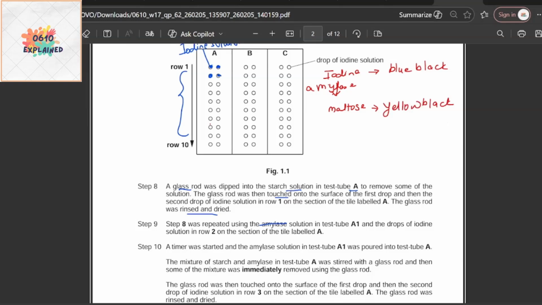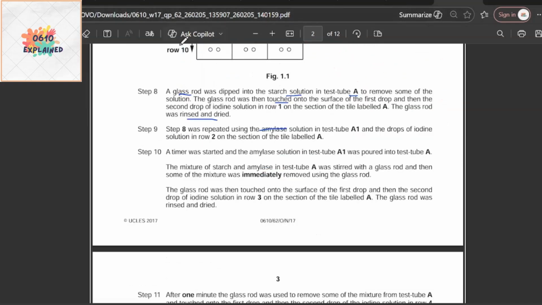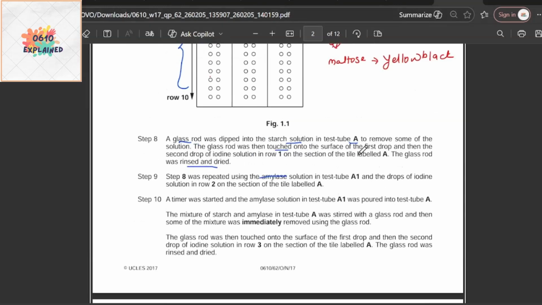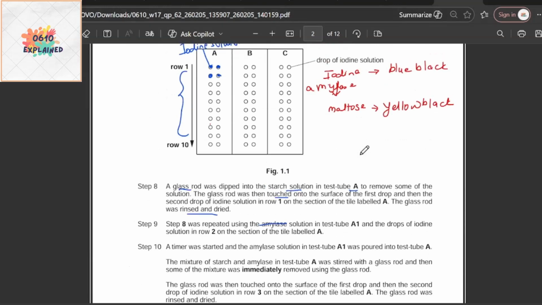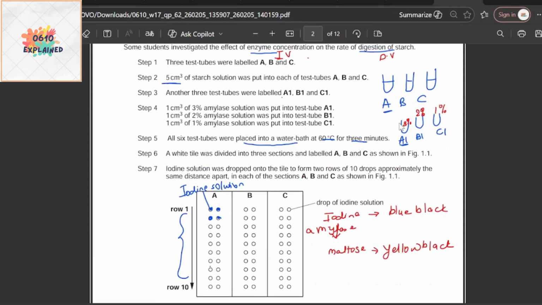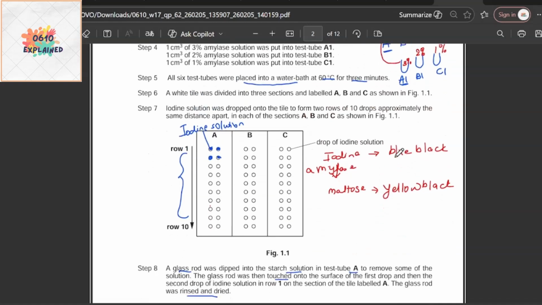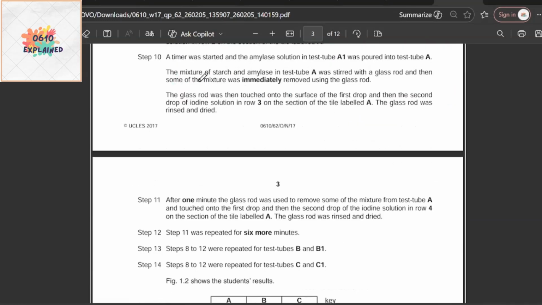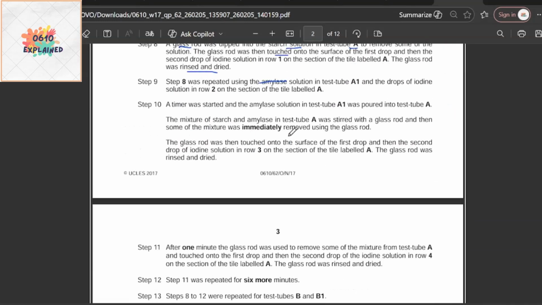Okay, now step 8 was repeated and the timer was started, and the amylase solution in test tube A1 was poured in the test tube A. So now what they are doing, a timer has been started and amylase solution in test tube A1 is put into the test tube A, which was containing the starch solution. The mixture of starch and amylase in the test tube was stirred with a glass rod, and then some of the mixture was immediately removed using a glass rod.